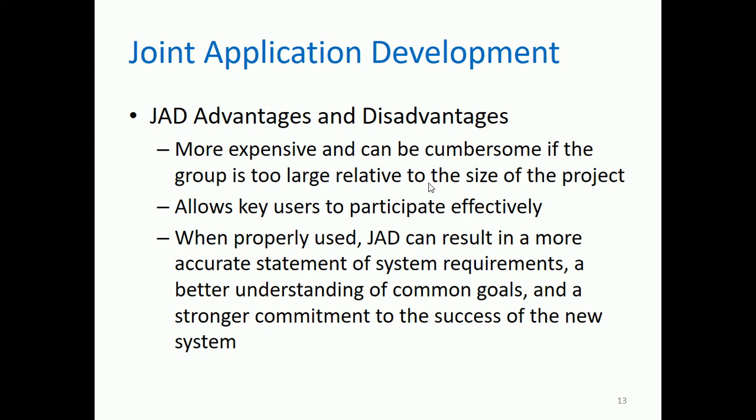And when properly used, JAD can result in a more accurate statement of system requirements, a better understanding of common goals, and a stronger commitment to the success of the new system. This is because, again, the JAD participants are well represented. So the results, for example, a more accurate statement of the system requirements, better understanding of common goals, and stronger commitment to the success of the new system, are because of the good representation of the participants in the JAD session.